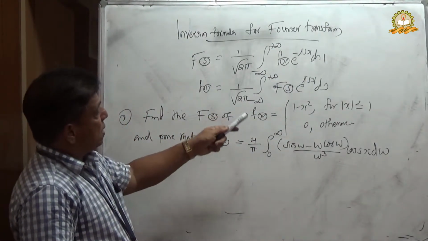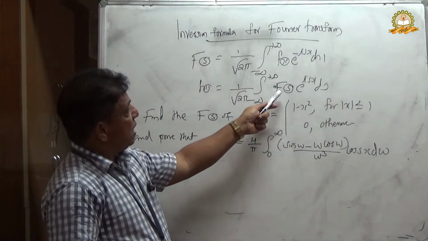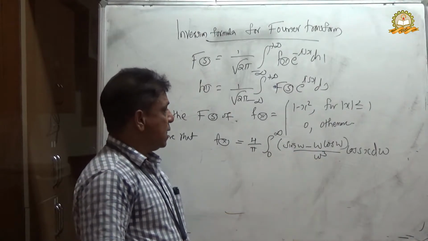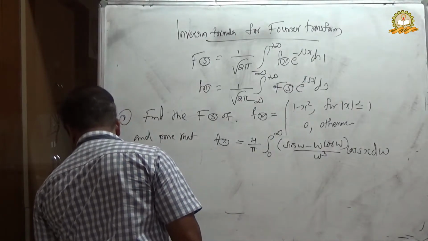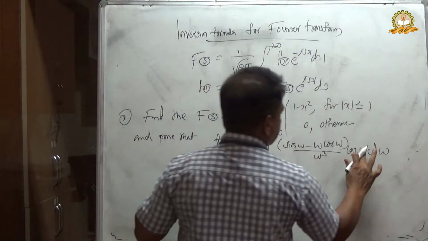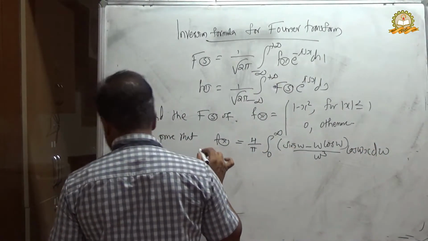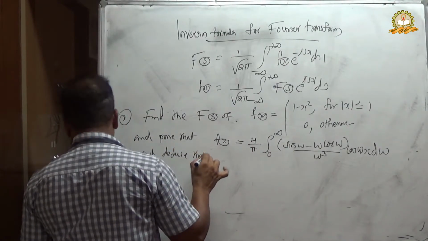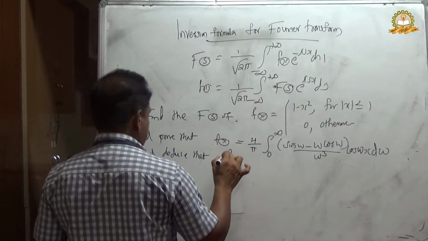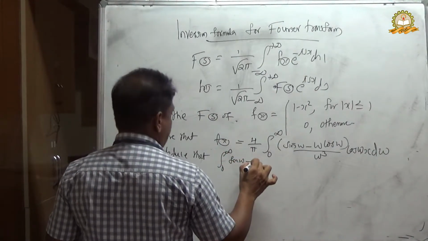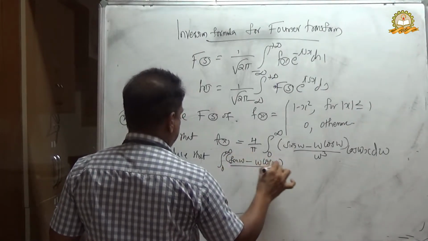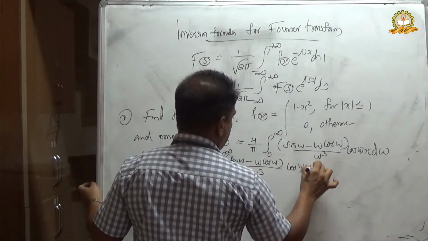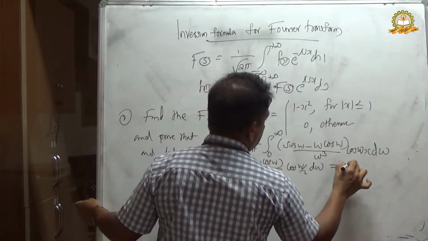Here the answer will be in terms of omega. Finally, we put s is equal to omega, and you will get the answer: sin omega minus omega cos omega by omega cube, cos sx, cos omega x d omega, and deduce that the integral from 0 to infinity of (sin omega minus omega cos omega) by omega cube, cos omega by 2 d omega is equal to 3 pi by 60.